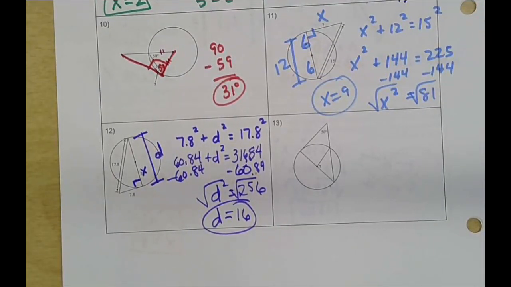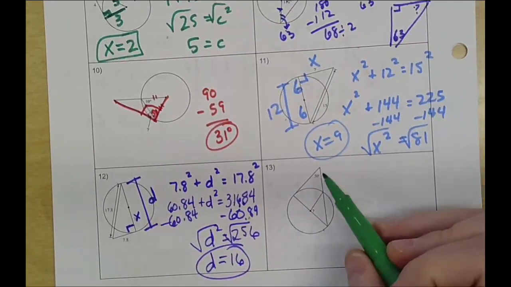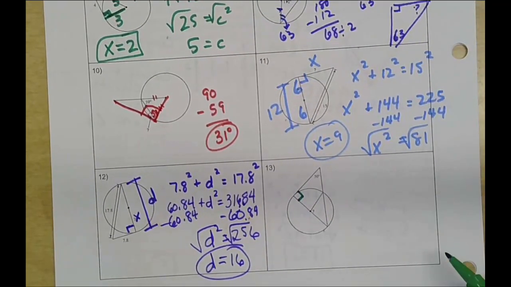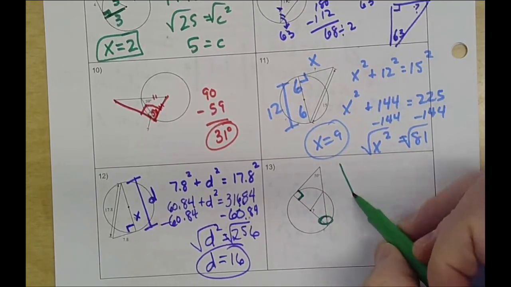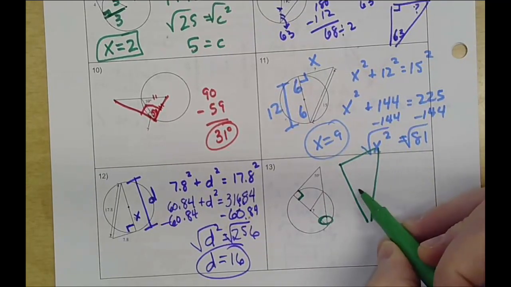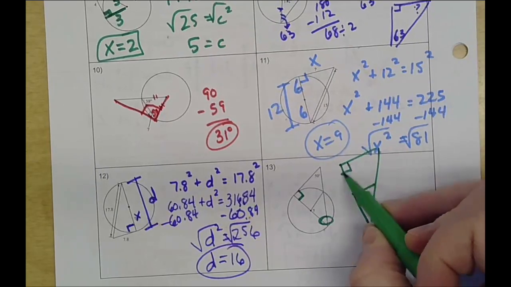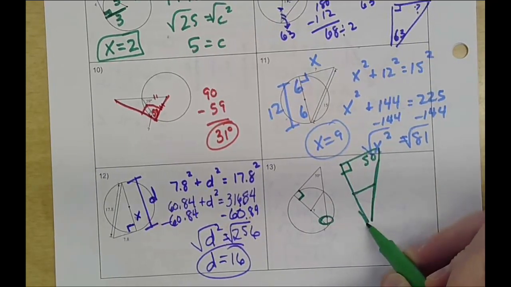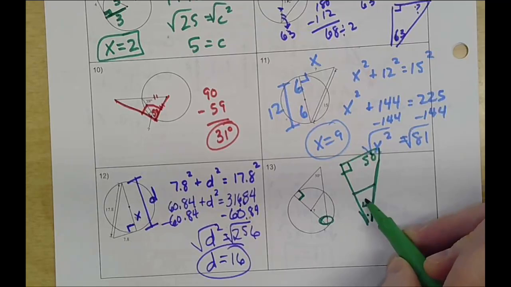All right, next one. It's another one of these. That's 50. That's 90. Let's find this corner. So I'm doing the giant triangle first. I'm sort of ignoring this line. So that's 90. That's 50. The third angle has to be 40.